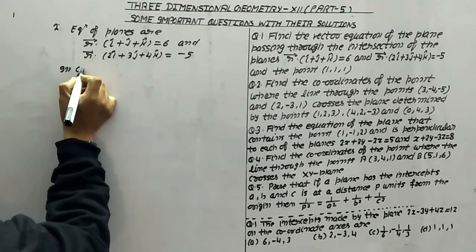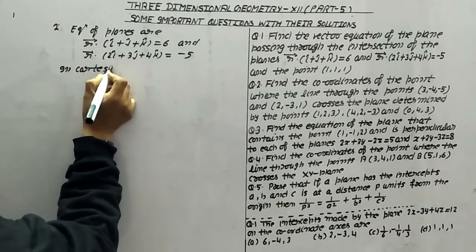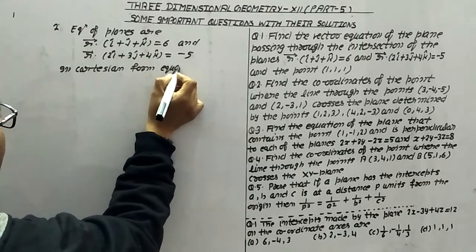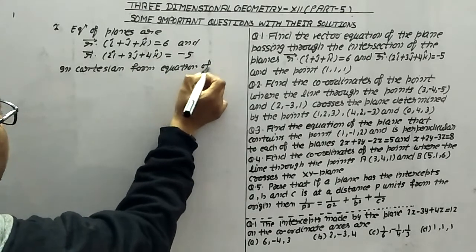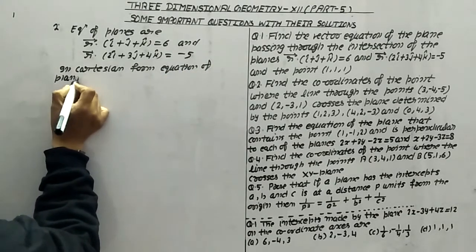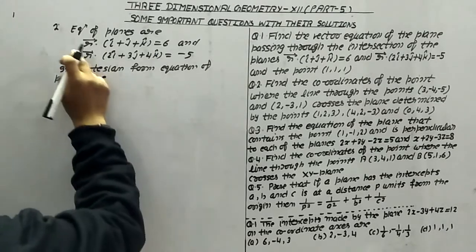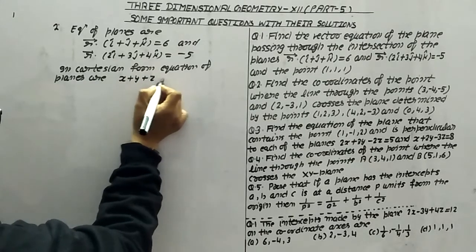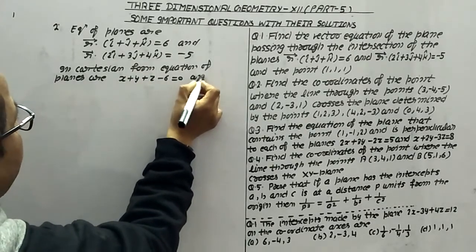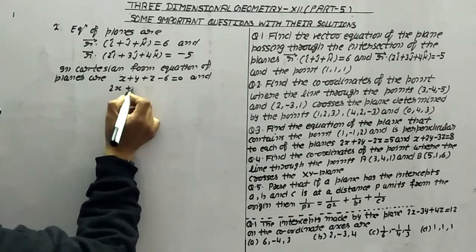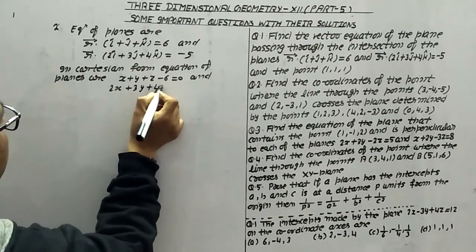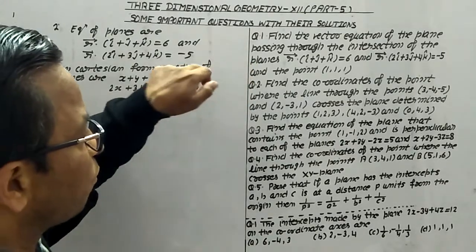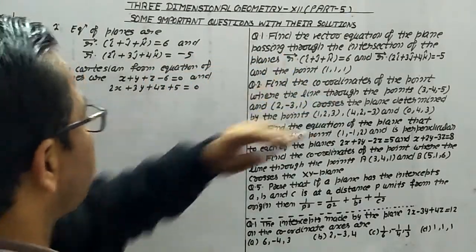Now, in Cartesian form, the equations of the planes are, you know very well how we do the conversion into Cartesian form: x + y + z - 6 = 0 and 2x + 3y + 4z + 5 = 0. Now we have to find the equation of the plane passing through the intersection of the planes.